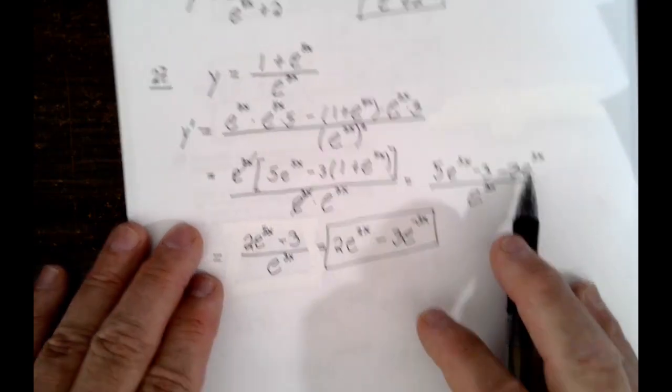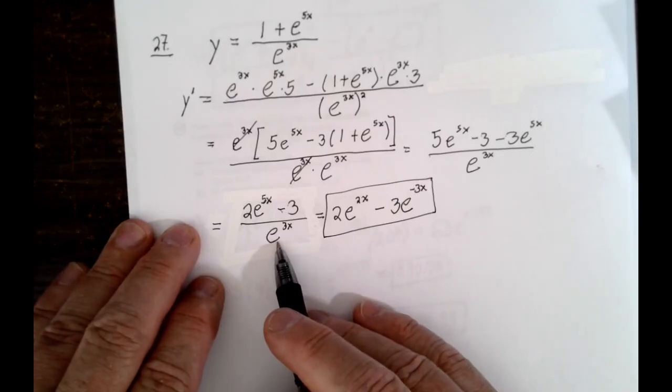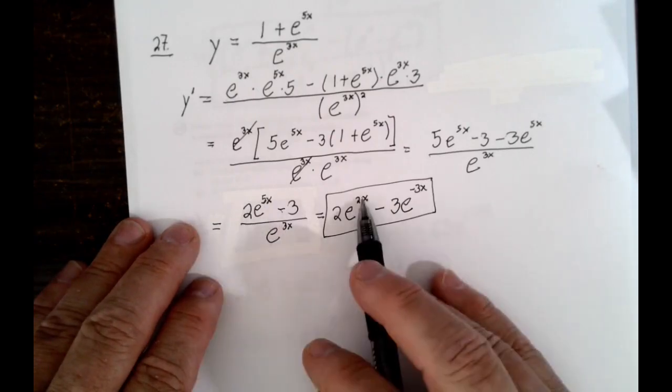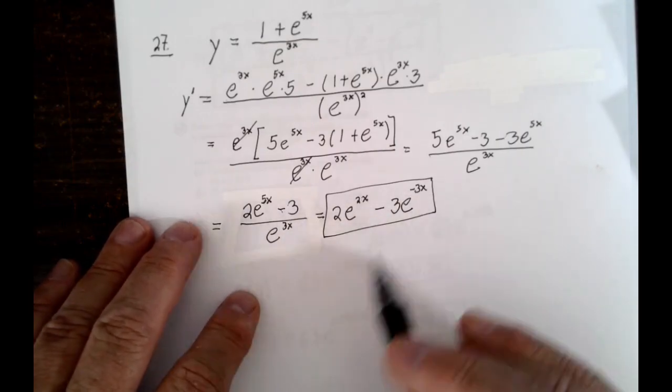What you have left finally reduces to this guy here. Now you can divide this guy by e to the 3x, and you're subtracting your exponent, so you get 2x. And here, when you bring that guy up top, it becomes negative 3x.